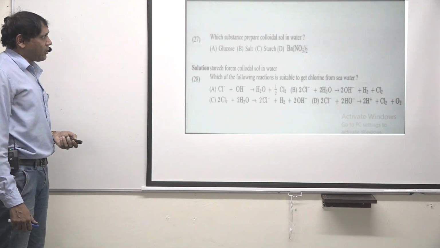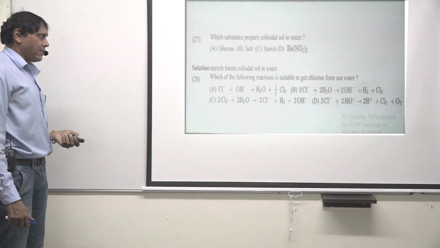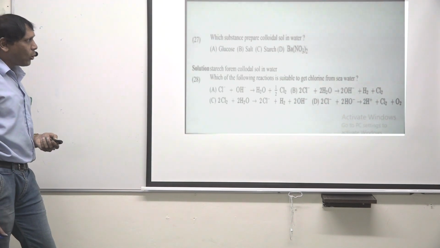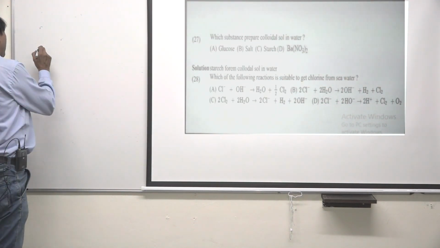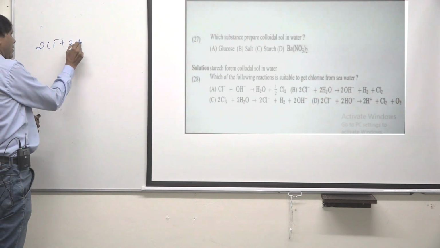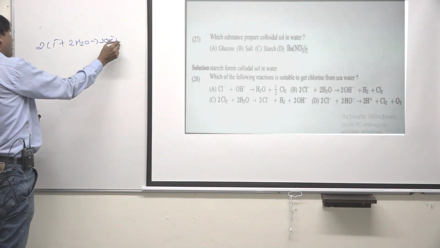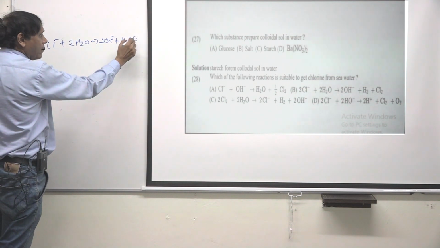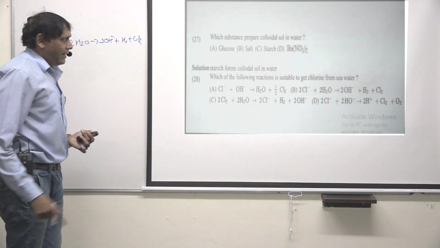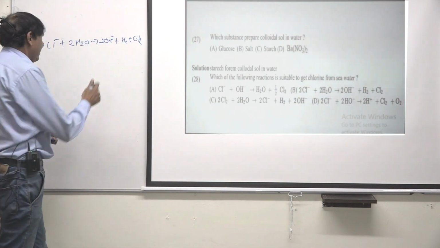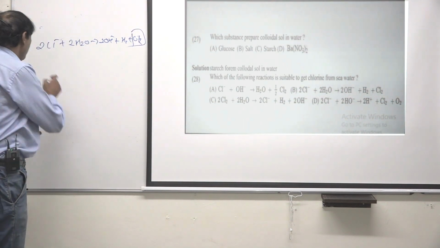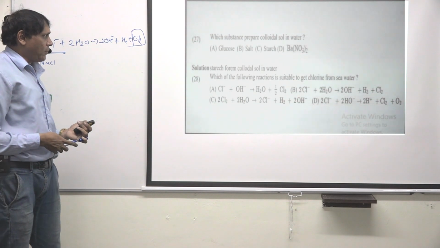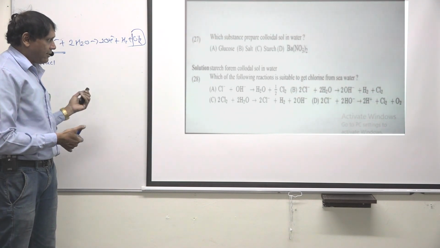Which substance prepares colloidal sol in water? So here we can say starch, they prepare the colloidal sol. Which of the following reactions is suitable to get chlorine from seawater? Very easy, textbook based. 2Cl minus plus 2H2O gives 2OH minus plus H2 plus Cl2. So in our case B is the correct answer. So where do we obtain chlorine? Okay. So this is brine, NaCl, from which we get chlorine. So which of the following reactions is suitable to get chlorine gas? So answer B is the correct one.